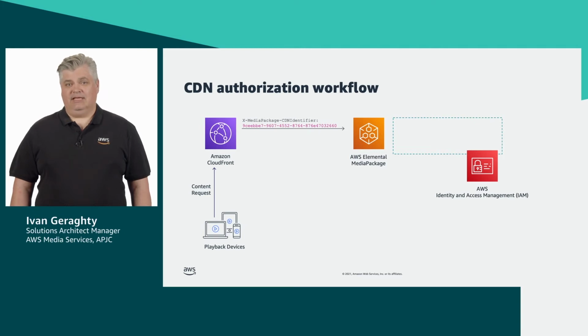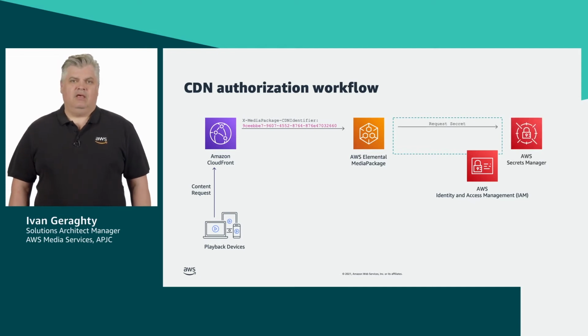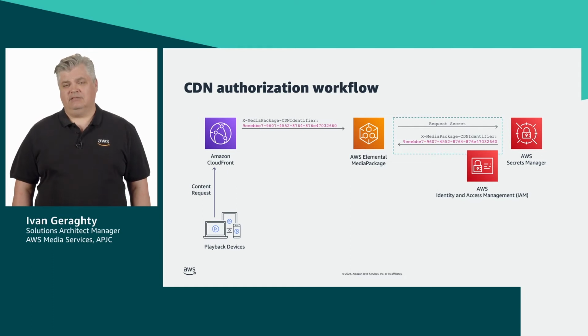MediaPackage has an AWS Identity and Access Management policy and role, allowing it to interact with the AWS Secrets Manager. Secrets Manager has been configured with a secret that matches the HTTP header that was added to the content request by CloudFront. MediaPackage requests the secret from Secrets Manager. Because MediaPackage has a valid IAM policy and role, Secrets Manager returns the value of the secret to MediaPackage. MediaPackage then verifies that the secret returned by the Secrets Manager matches the custom HTTP header that CloudFront provided.